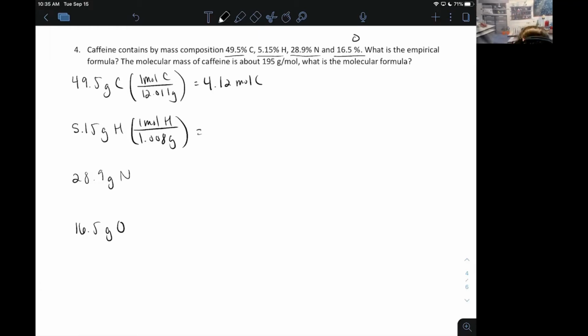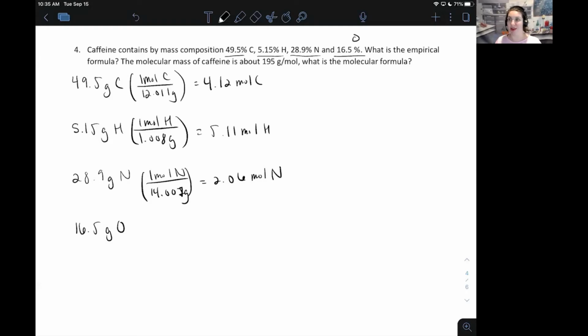We get 5.11 moles of hydrogen. And then for our nitrogen, 14.007 grams. So 28.9 divided by 14.007, 2.06 moles of nitrogen. As a note, this is not where we round.